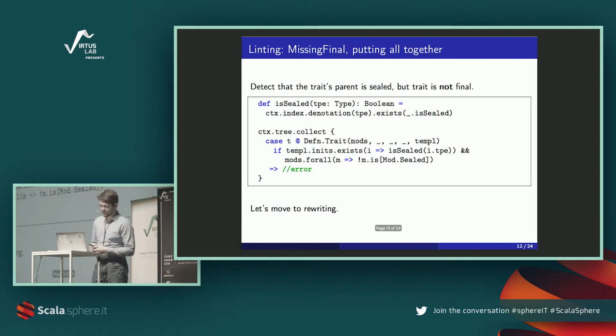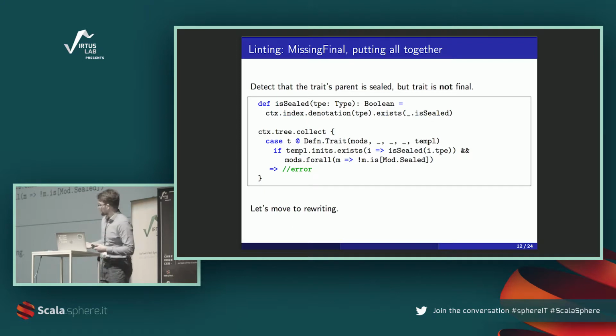Okay, so again, putting it all together, we have such an example. I have just copied that isSealed function from the previous slide. And again, we have tree.collect, matching only on definitions of traits, retrieving the modifiers and template, and then checking that parents of the trait contain at least one sealed parent. And then we also check that the trait itself doesn't have the sealed modifier, and then we throw an error. We can't have final traits. It's only sealed traits. With classes it would be final, of course.